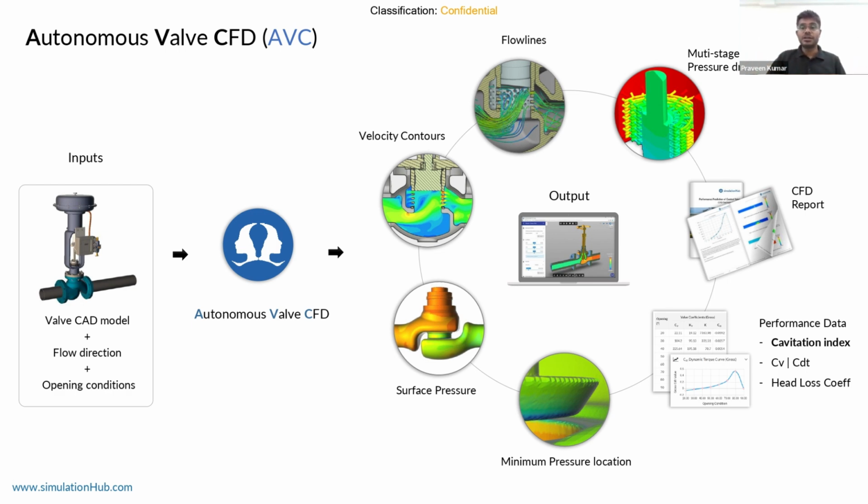Along with that, you get the performance data, which is the main output. It includes cavitation index, CV, CDT, head loss coefficient, and much more. All these things are combined in an automated, auto-generated CFD report that you can readily hand over to your client. So in a nutshell, this is AVC for you. You have inputs and outputs.